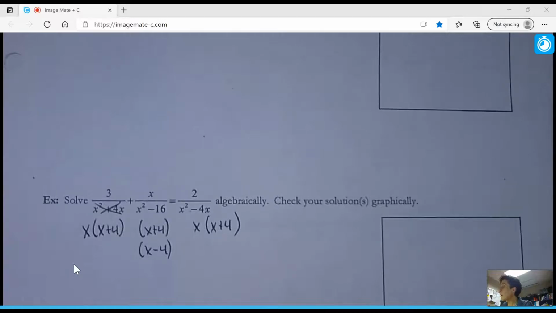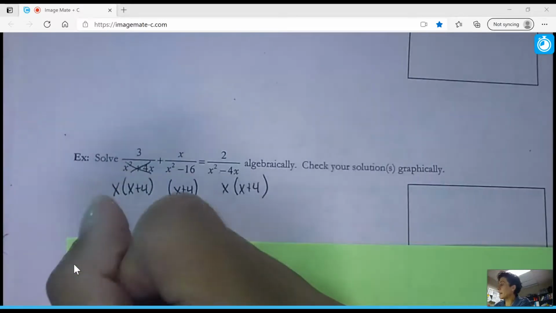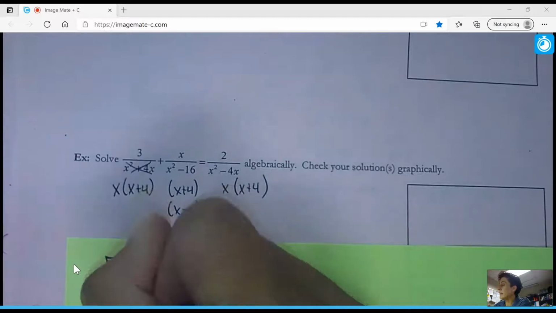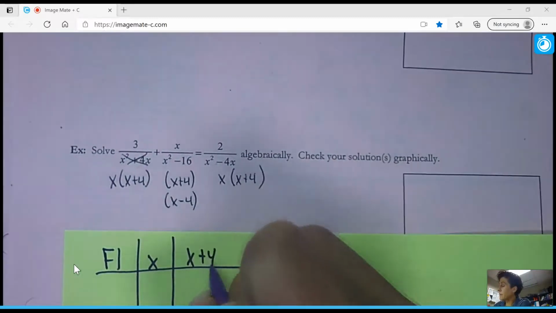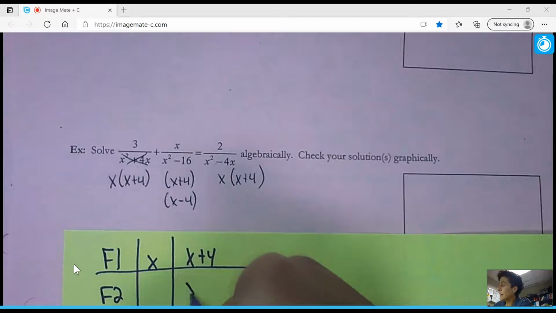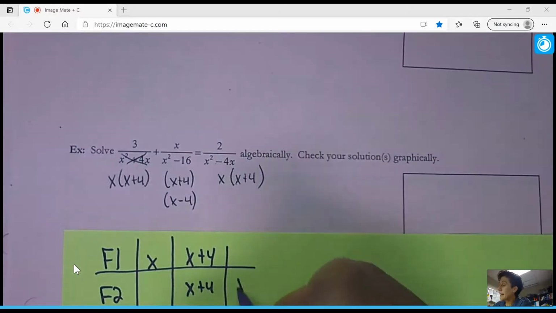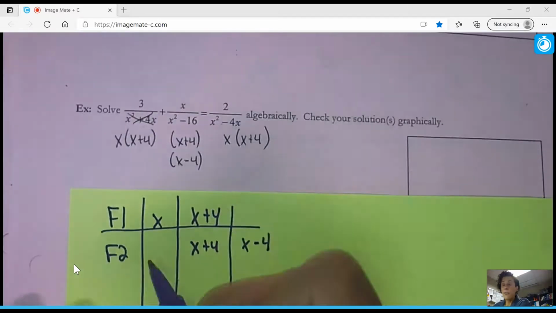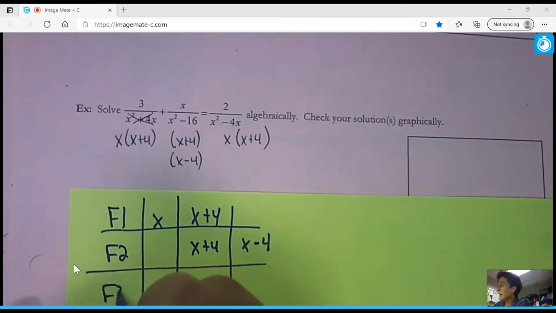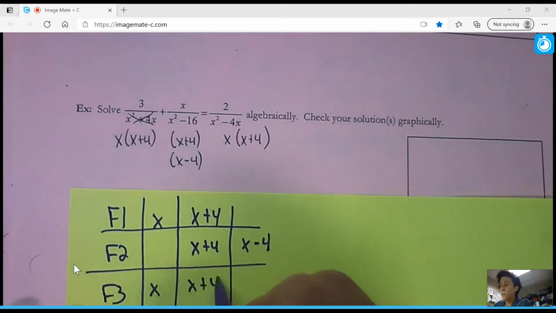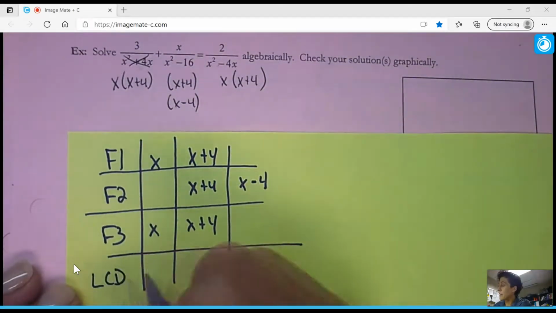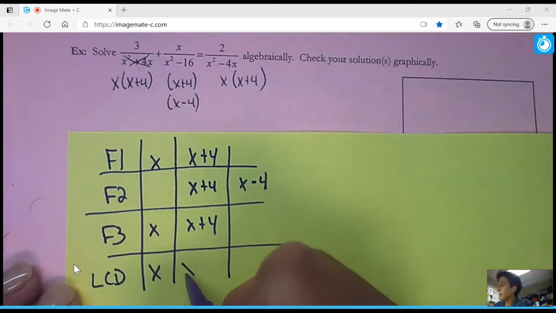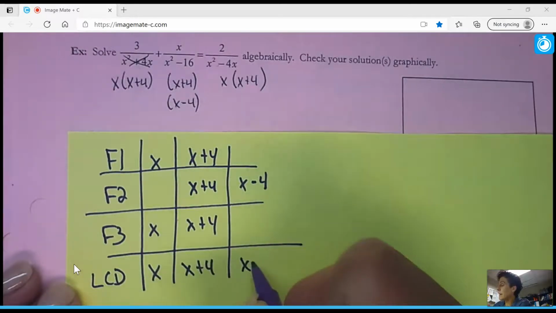So now if you don't see the least common denominator, again, here goes my least common denominator table. Fraction 1 has an x and an x plus 4. The second fraction has an x plus 4 and an x minus 4. And then the third fraction has an x and an x plus 4. So now, hopefully by now, you can see the least common denominator. Well, everything will need an x plus 4 and an x minus 4.